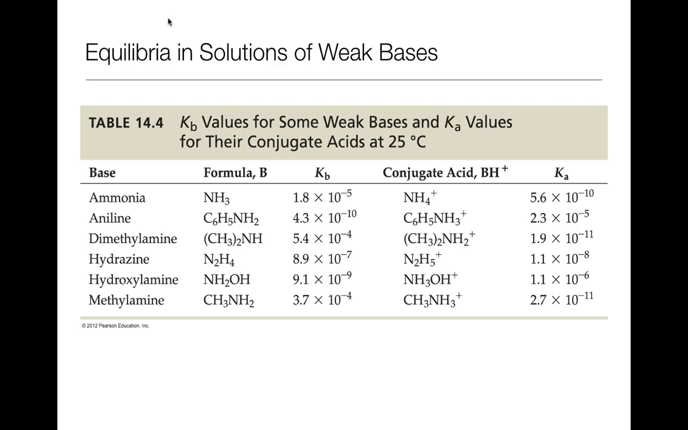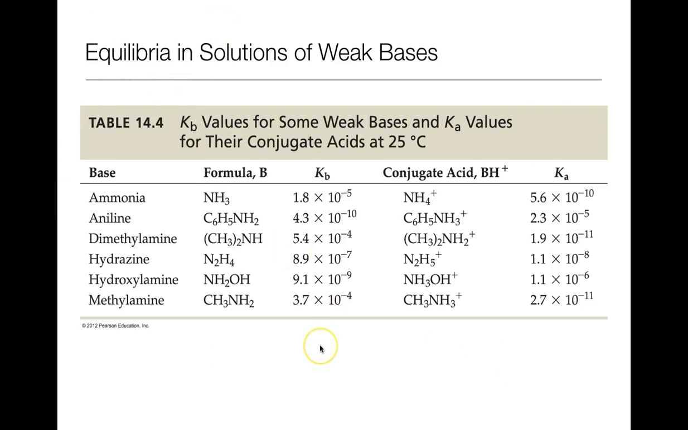The conjugate acid of ammonia, which is the protonated form NH4 plus, has a Ka of 5.6 times 10 to the negative 10th. So we have this back and forth. NH3 can react with water to form ammonium and hydroxide, but there can also be the reverse reaction of ammonium reacting with hydroxide to go back towards NH3, and that's described by the Ka.